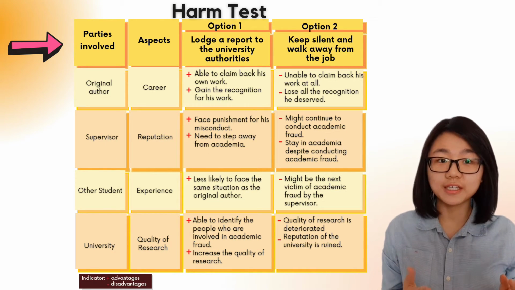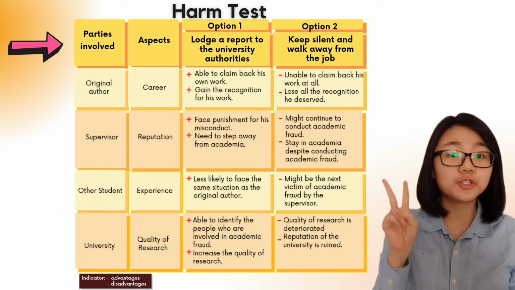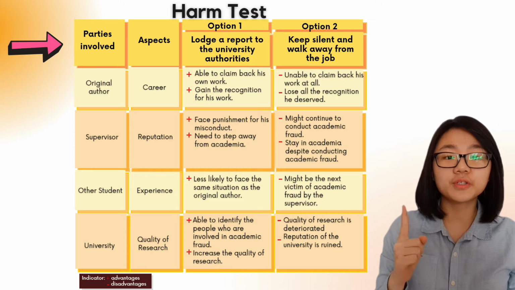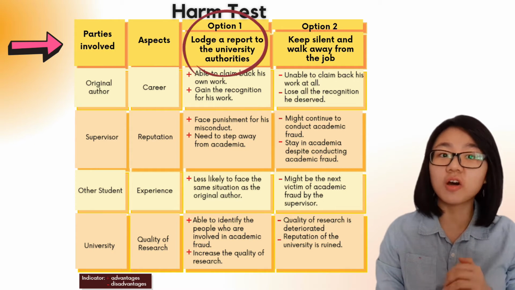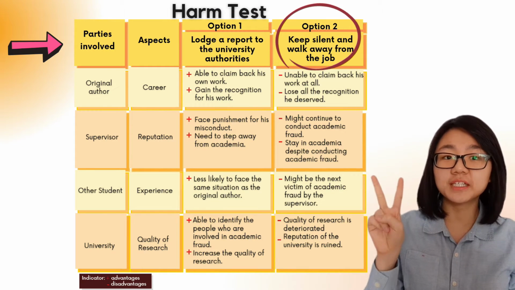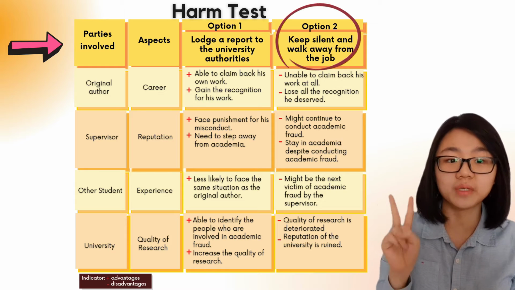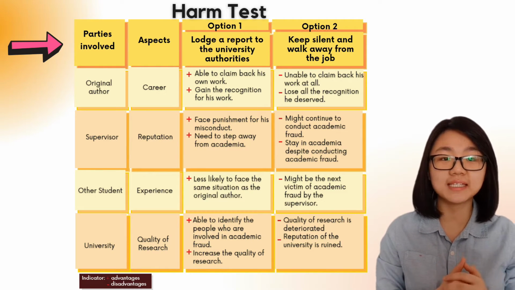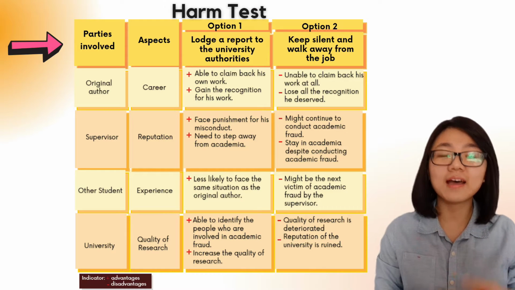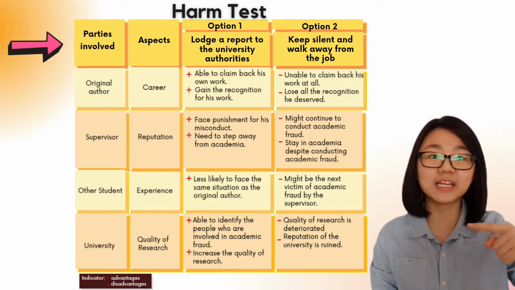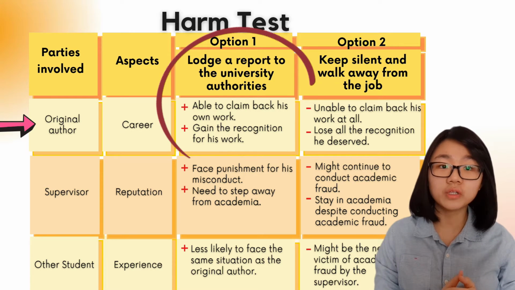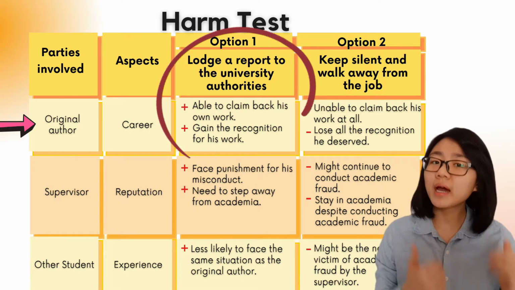As the original author, the student is faced with 2 completely different options to deal with this situation. The first option is to lodge a report to the university authority, while the second option is to keep silent and walk away from his job. Both of these options come with their benefits, as represented by the plus sign, and harms, as represented by the negative sign.